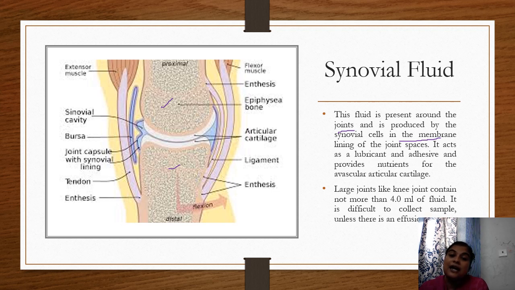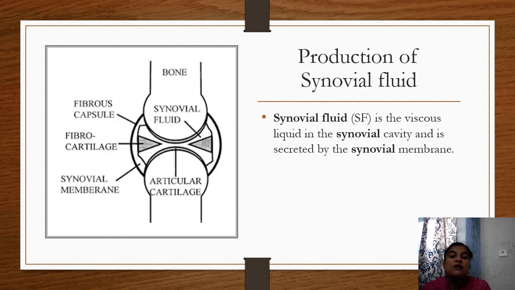But if the patient is suffering from a condition like rheumatoid arthritis, gout, or osteoporosis, the amount of synovial fluid accumulation will be higher. At that time, we can easily get the sample from the site of the accumulation of excess fluid, the site of effusion. The next part: from where is the synovial fluid produced?